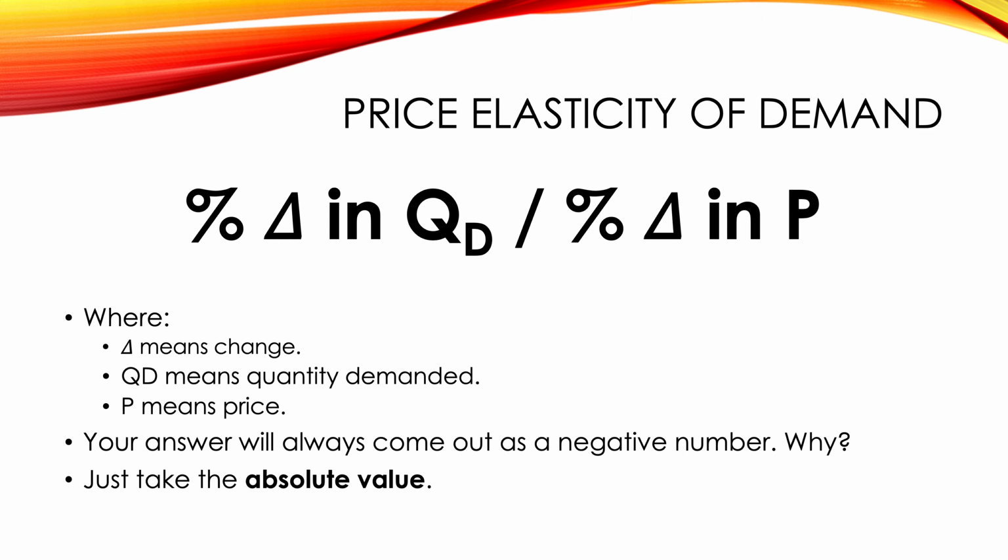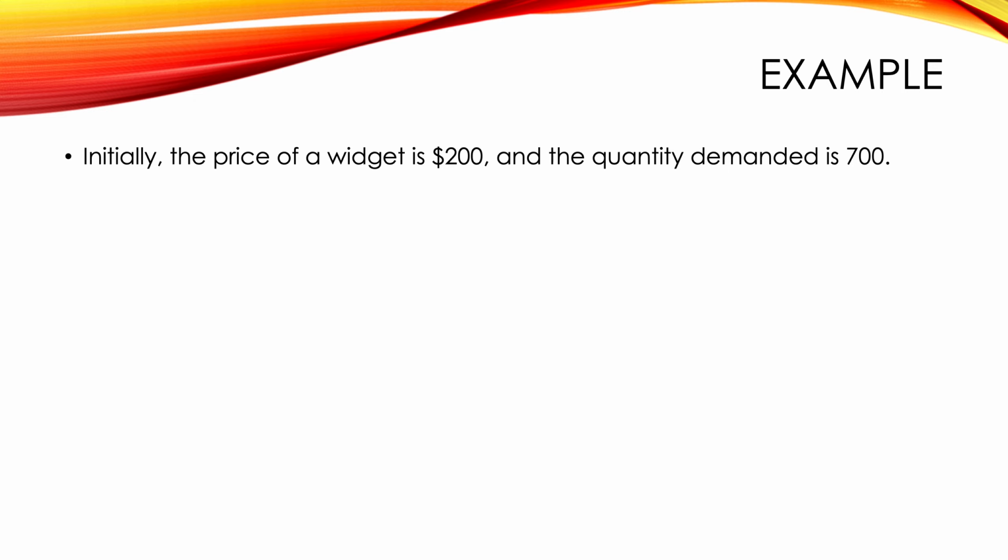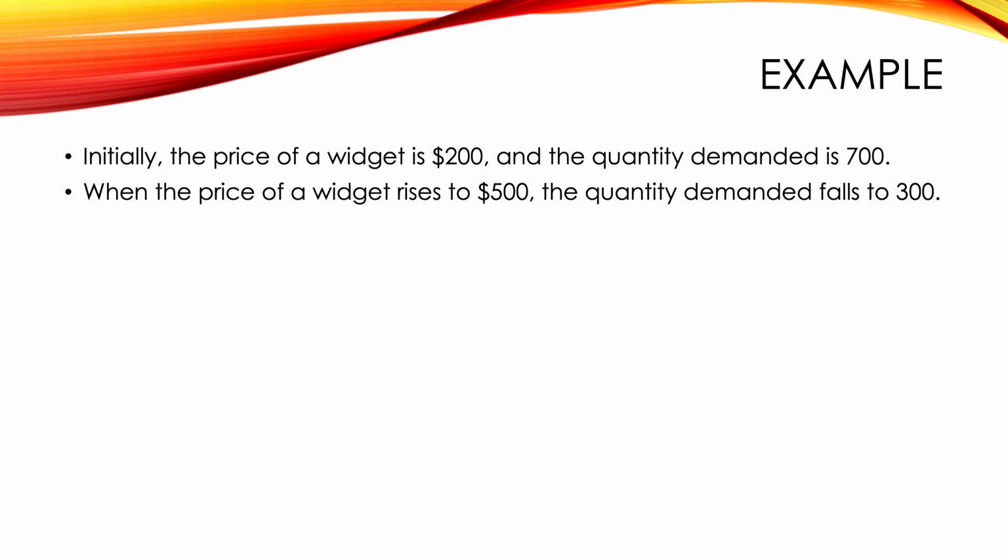All right. Now, again, when we're doing a formula like this, the best way besides explaining it is to actually see it in action. So let's do an example with nothing other than our favorite, widgets. So a word problem involving price elasticity of demand might look like this. Initially, the price of a widget is $200, and at that price, the quantity demanded is 700. When the price of a widget rises to $500, the quantity demanded of widgets falls to 300. That makes sense. Higher price, lower quantity demanded. And from this information, I would say calculate price elasticity of demand.